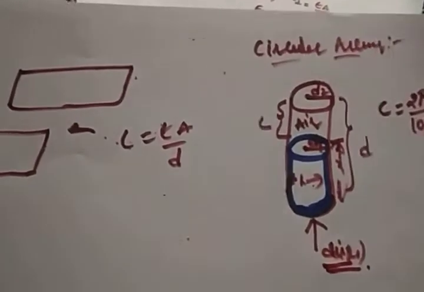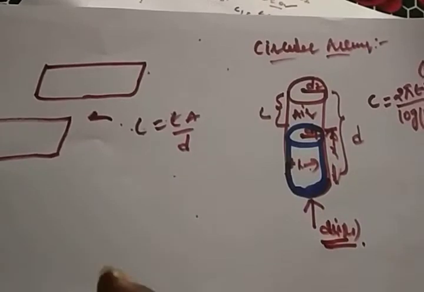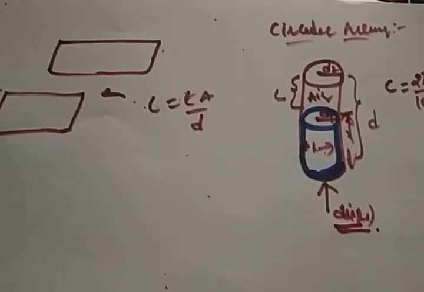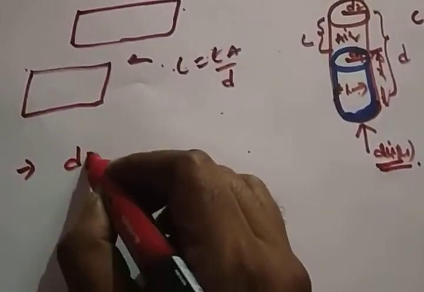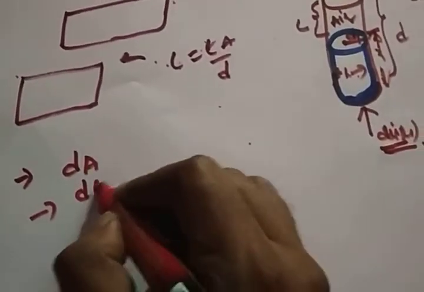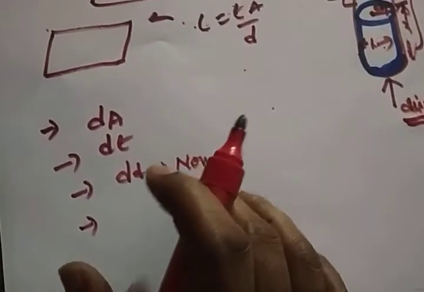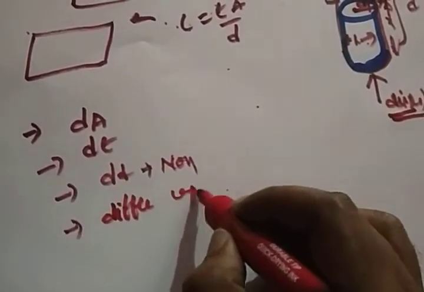I hope it's clear. These are the different methods, the different types of capacitive transducers that we use to find a non-electrical quantity. Till now we discussed the capacitive transducer: by changing the cross-sectional area, by changing the dielectric material, and by changing the distance. By changing the distance you get a non-linear scale. How can you convert this non-linear scale into a linear scale? By making the arrangement called the differential capacitive transducer.